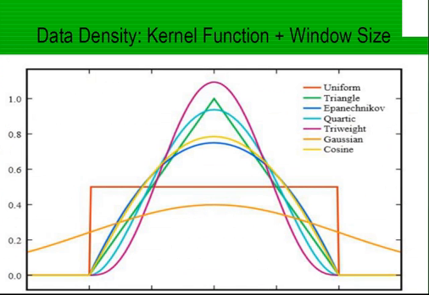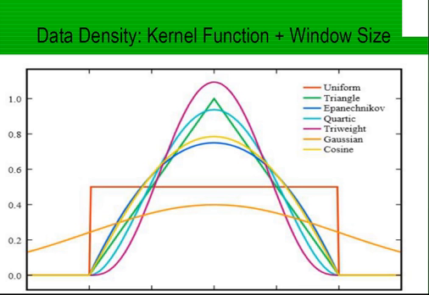So in creating a data density, we have two choices. One is the choice of the window size, and the other is the choice of the kernel function. The kernel function is the function that we choose to replace the point.